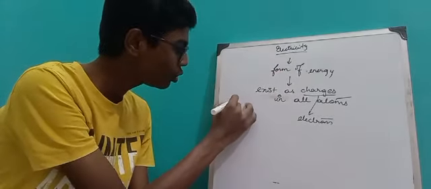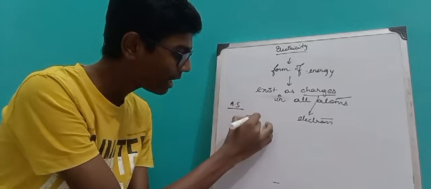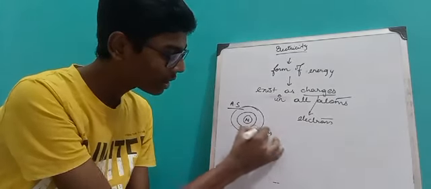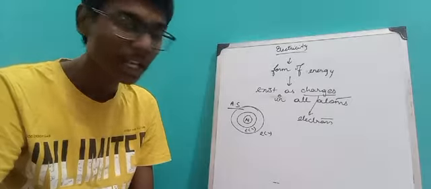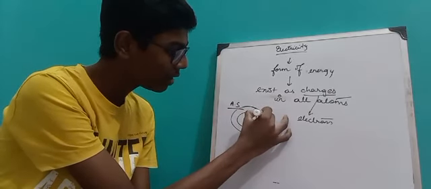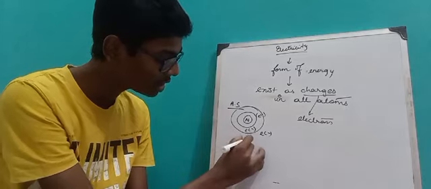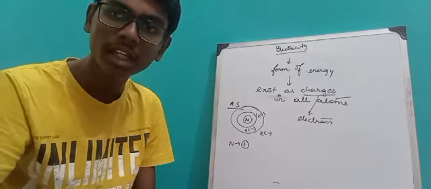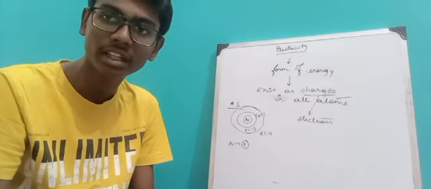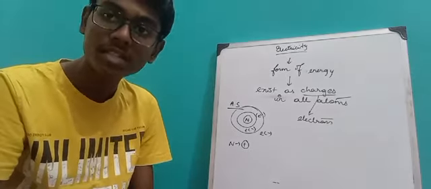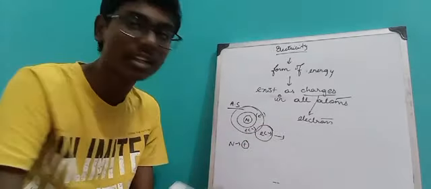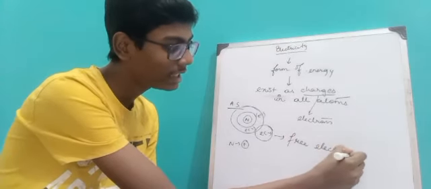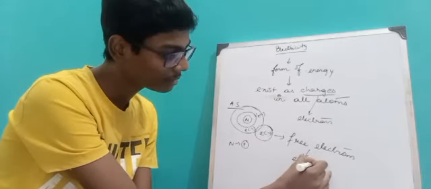Now concentrating on atomic structure a bit, we have a nucleus and electrons orbit around it like this. How are they held together? We know the nucleus is positively charged and electrons are negatively charged, and opposite charges attract each other, so they are bound together. But sometimes a few electrons get out of this attractive force and come out of the atom. They are called free electrons and they constitute your electricity.